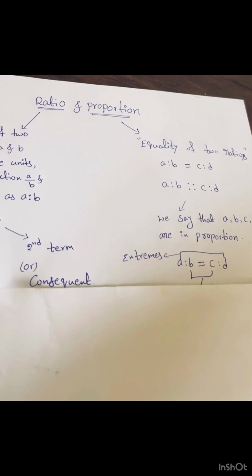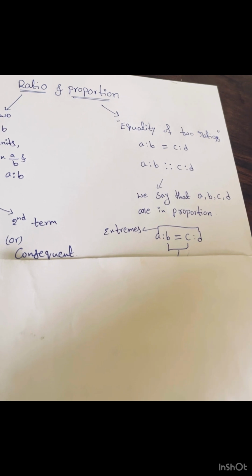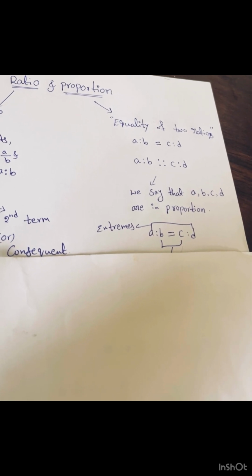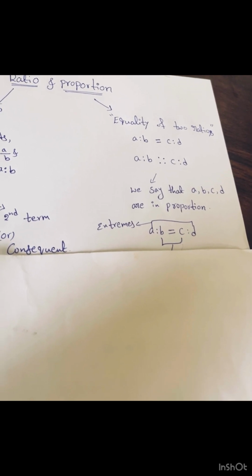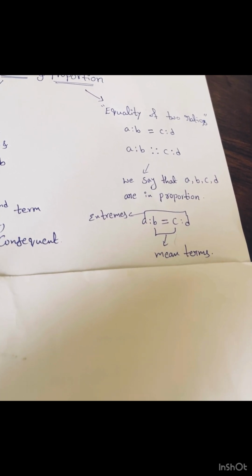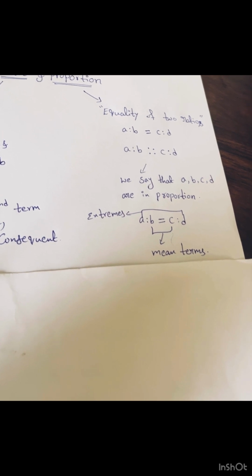Here the first term A and the last term D are the extremes, and the middle terms B and C are called the mean terms. And A, B, C, D are in proportion is nothing but A is to B is equal to C is to D. That is the meaning of proportion.